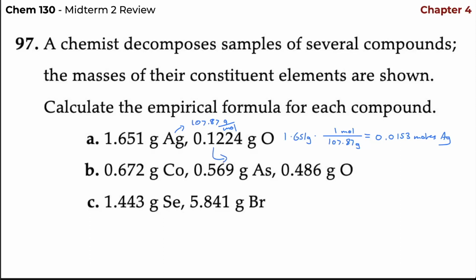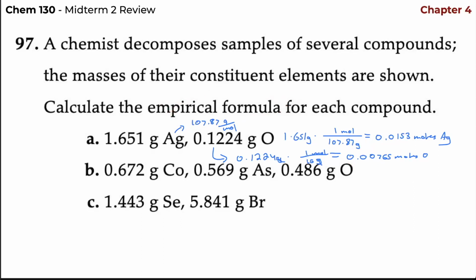Now, we're gonna do the same thing for oxygen. I'm gonna fast forward a bit since you know how to do it now. It's gonna be 1.224 grams times 1 mole over 16 grams for oxygen. Cancel, cancel. This becomes 0.00765 moles oxygen. Okay, so now we have to take these two numbers and find out what's the ratio between them, right?